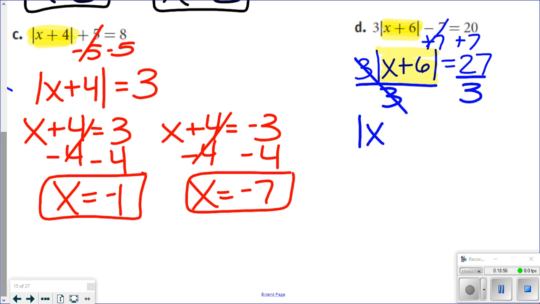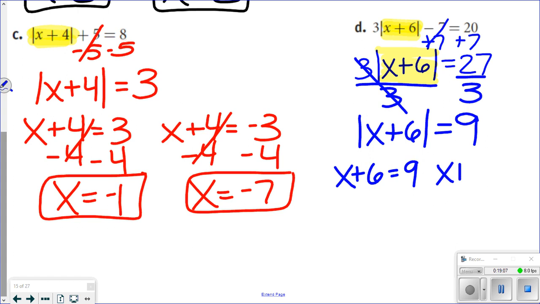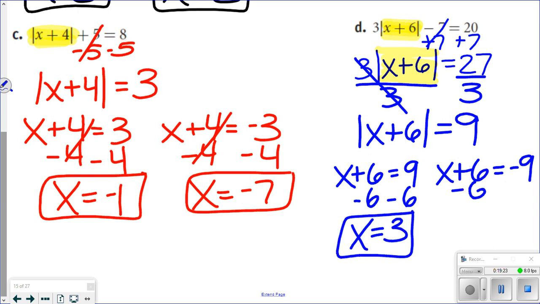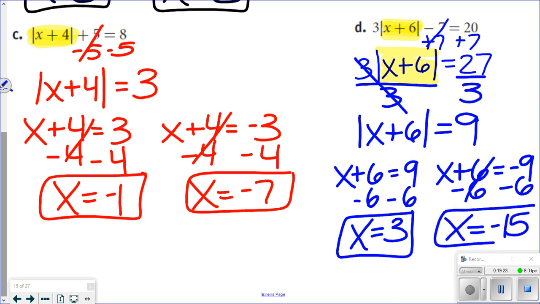Those cancel, and we get x plus 6 equals 9. So drop your bars. One's a positive 9. Drop your bars. One's a negative 9. And if you haven't done so, pause the video and continue to solve. X equals 3. Subtract 6. X equals negative 15. And we're done with this lesson.